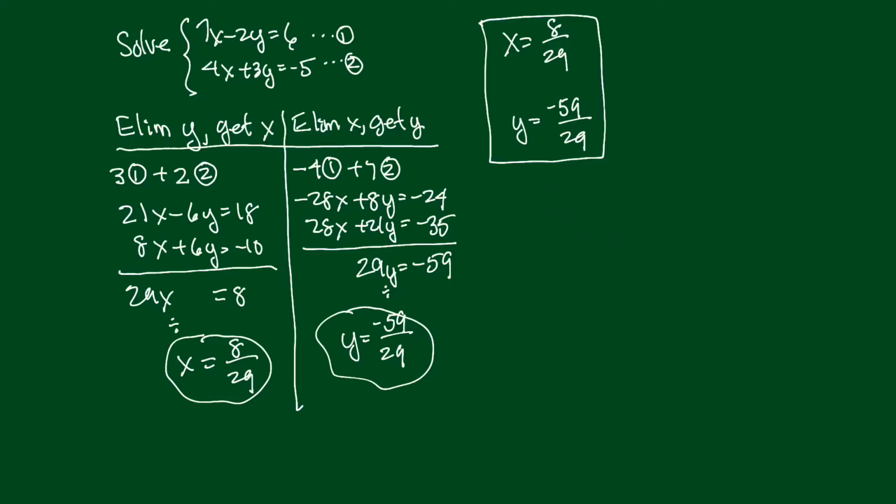See if I can draw it here. It would do maybe something like this. I've got these two lines. They're going to intersect right at this point right here: to the right 8/29ths of a unit from the origin, and then down 59/29 units.